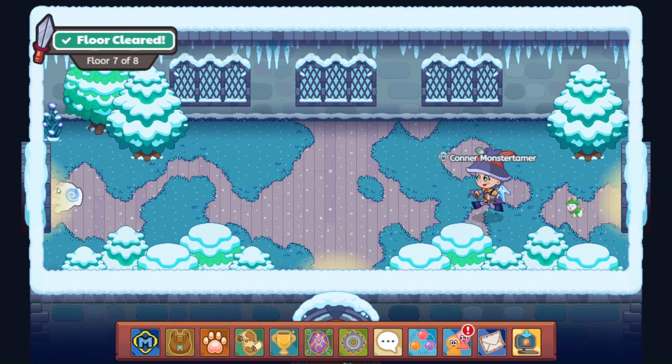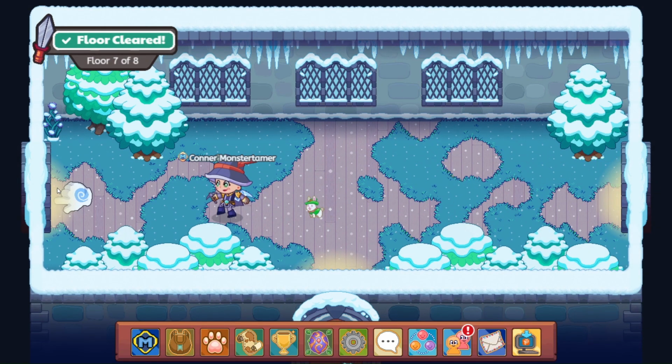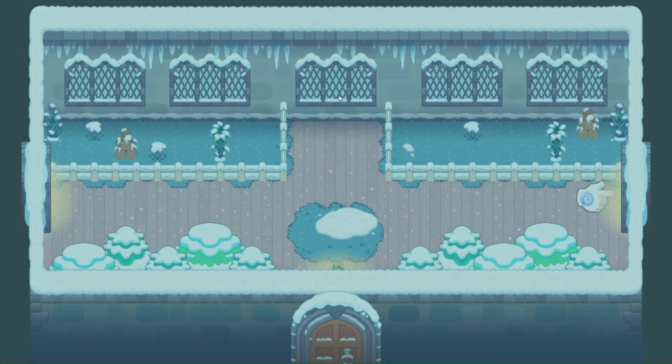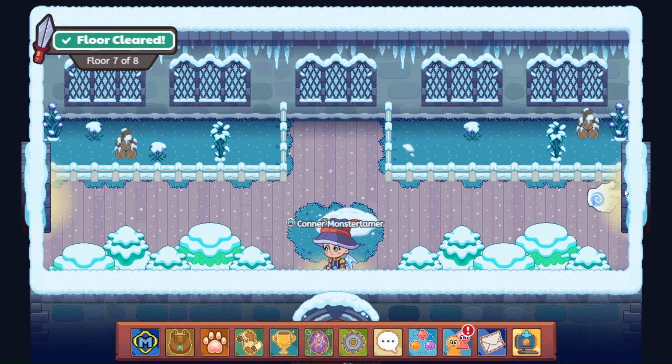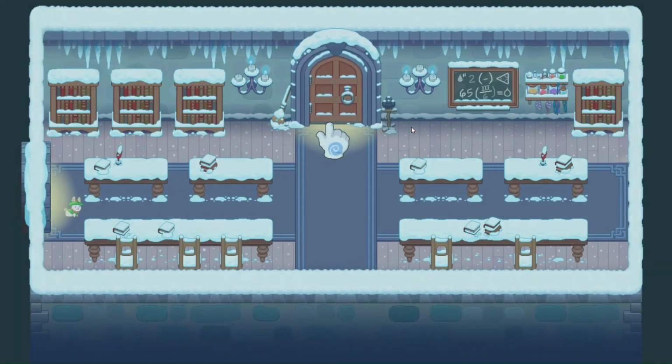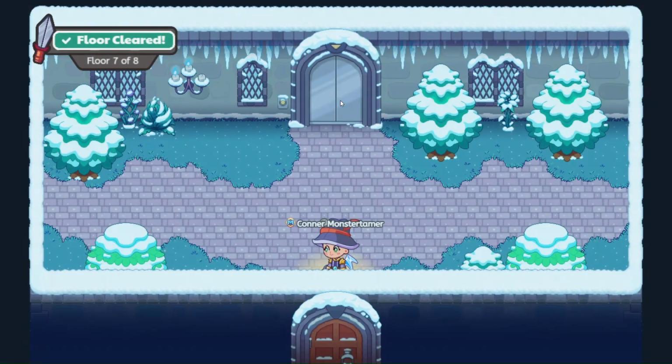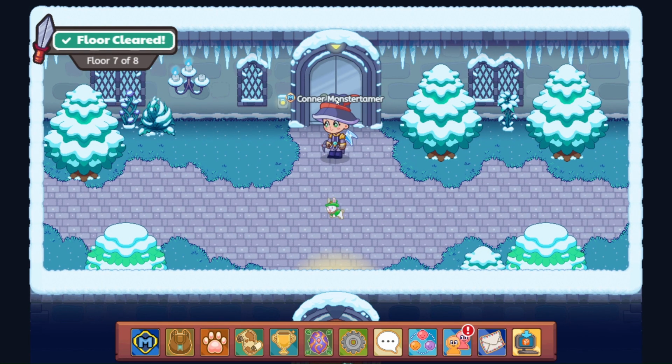We are going to be on floor 8 in our next video, which I am a little bit sad about because these towers are so much fun. This has just been an absolute blast, and I can't wait for the Storm Tower and all of the other towers to be released, because this is just, man, what a fun time.